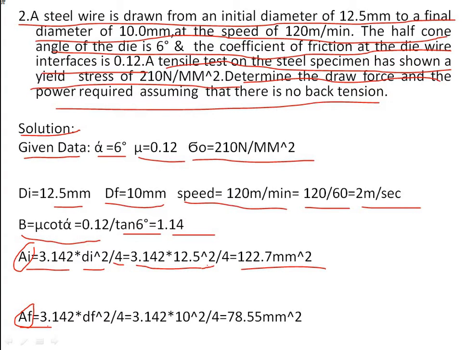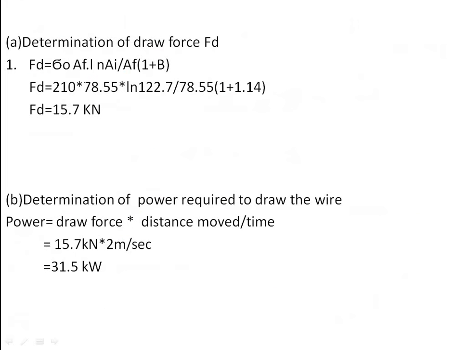Okay, so AF, the final area, we are going to find. That is also the same thing, pi into df square divided by 4. So pi, 3.142, into 10 square divided by 4, that will get 78.55 mm square. Okay, these are the things.